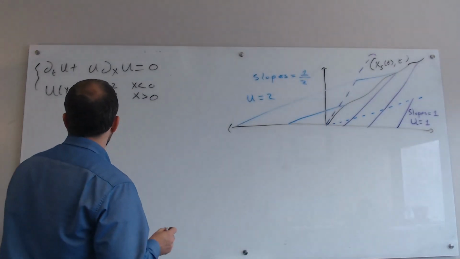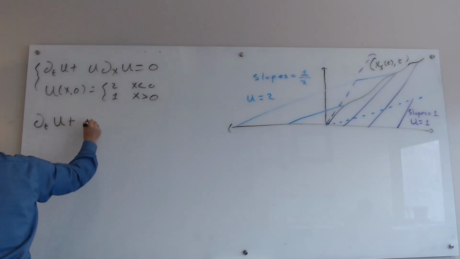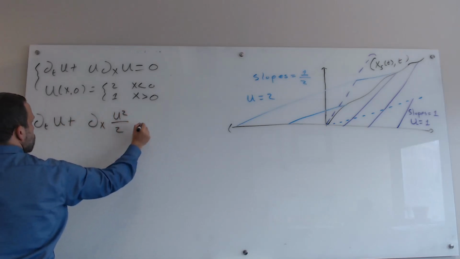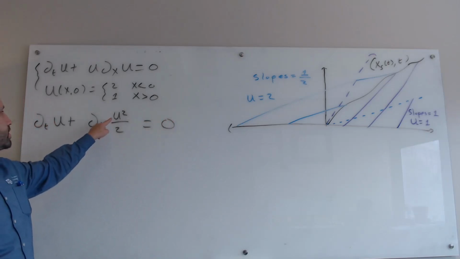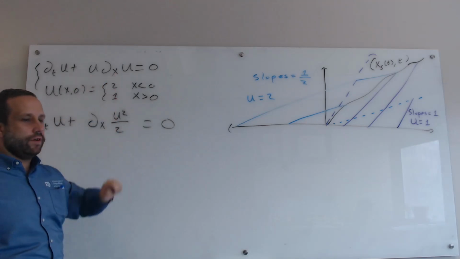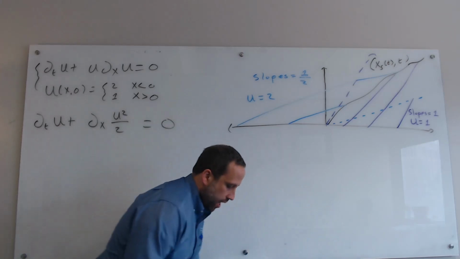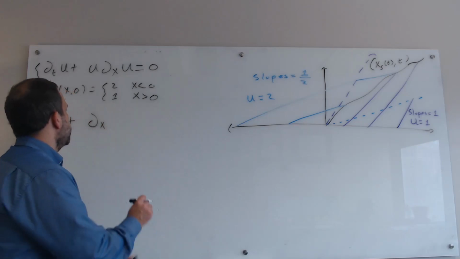Now to do that, we're going to have to write this equation in conservative form. So remember, we can write this as the t derivative of U plus the x derivative of U squared over 2 equals 0. Because if I use the chain rule here, I'm going to get the derivative of U squared over 2, which is U, times the x derivative of U. Okay, but this is what I want to say slightly more generally. Instead of U squared over 2, we're just going to look at a general f of U.